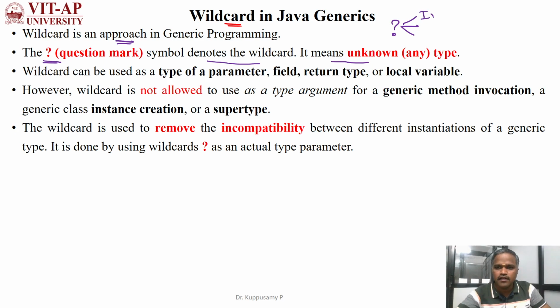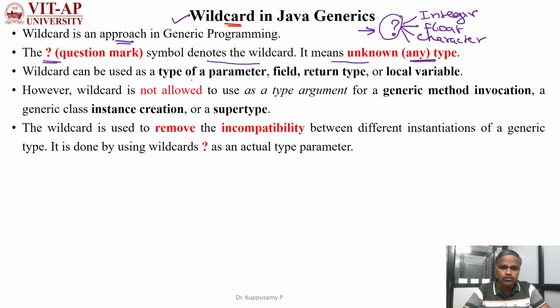For example, integer also will be accepted. If you pass another time, float also will be accepted. If you pass a character, that will also be accepted. If you pass byte data type values, that will also be accepted. So any data type will be accepted if you represent the type variable as a question symbol. The question symbol is called a wildcard here.